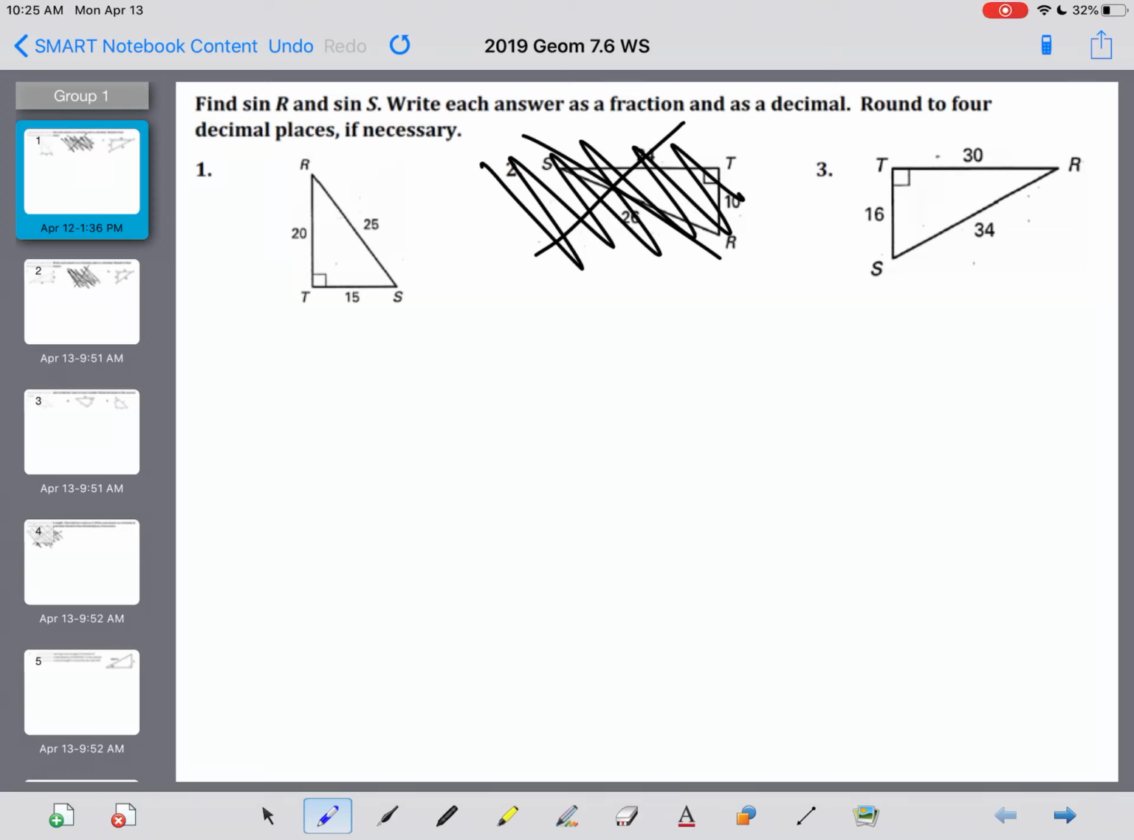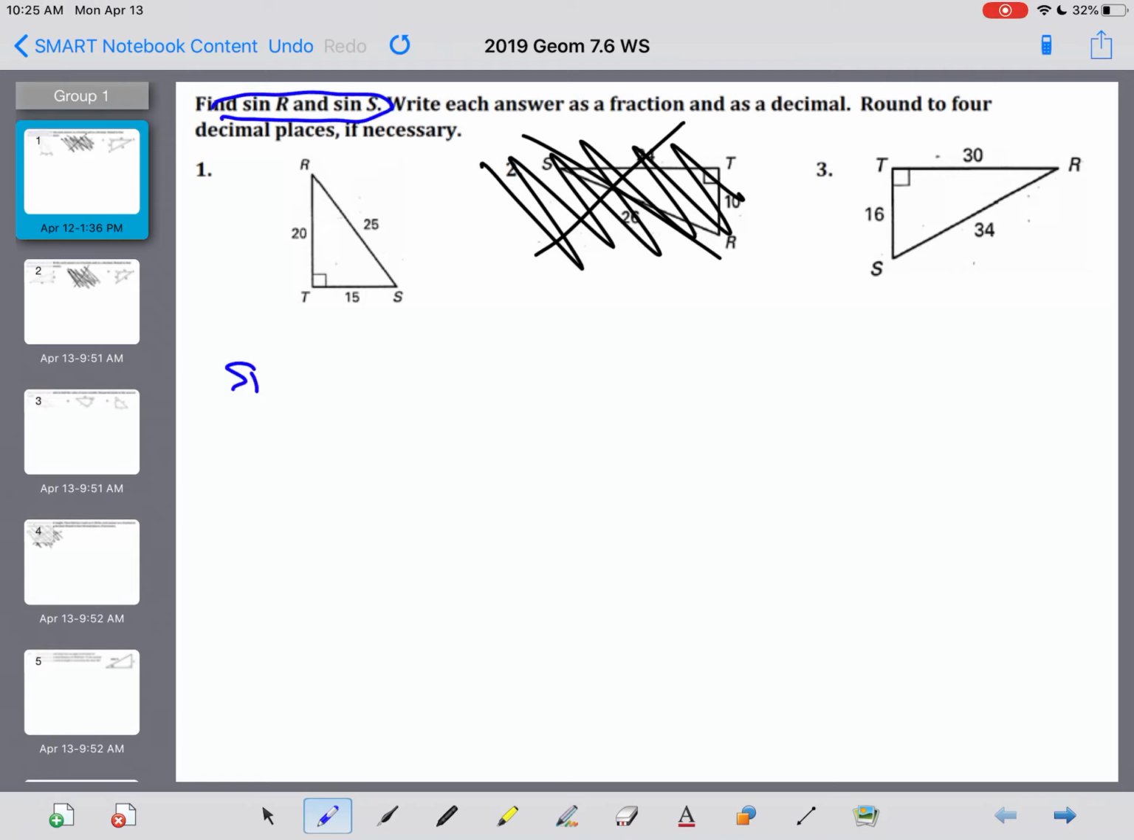Hello again. We are going through the 7.6 worksheet. I have eliminated a few problems which were noted on the document and the Google Classroom post. So first of all, number one, find the sine of r and the sine of s.